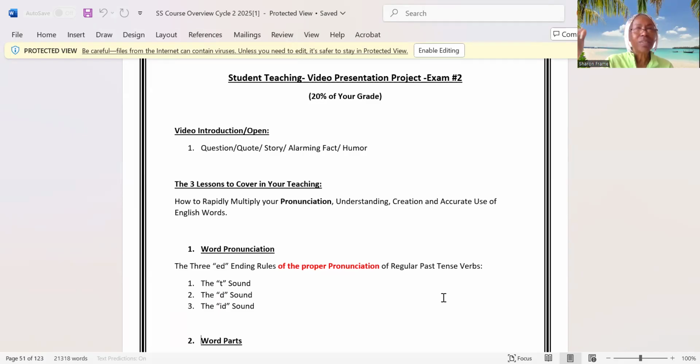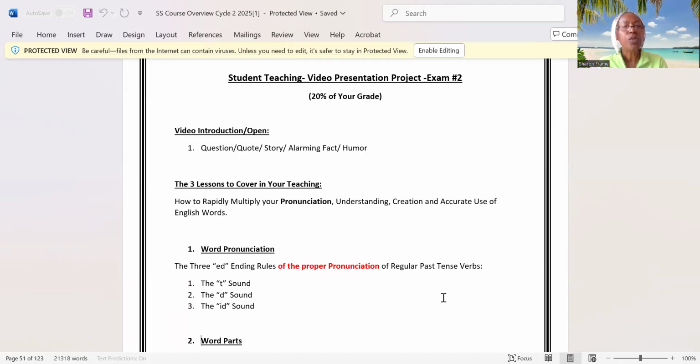And you go with, the first rule is the T rule. And it says that if the present tense form of the verb ends in a voiceless sound, which is a soft sound, then the ED ending of the word sounds like T. It's a soft sound. And then you explain it, and then you give an example.